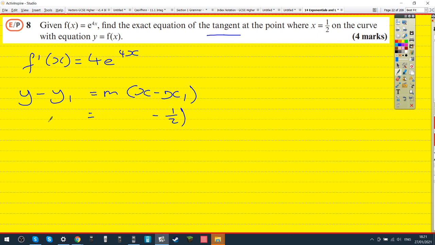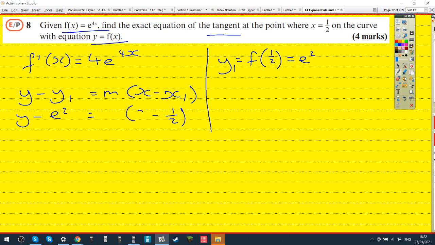Is it the reciprocal? You're thinking of something else. You're thinking of a normal. We want the y coordinate. Not sure now. You sub it into y equals f of x. f of x is e to the 4x. So y is equal to e to the 4x? Yeah, and x is a half. So e to the 2. Yeah, so that's e squared. And so y1 is e squared.